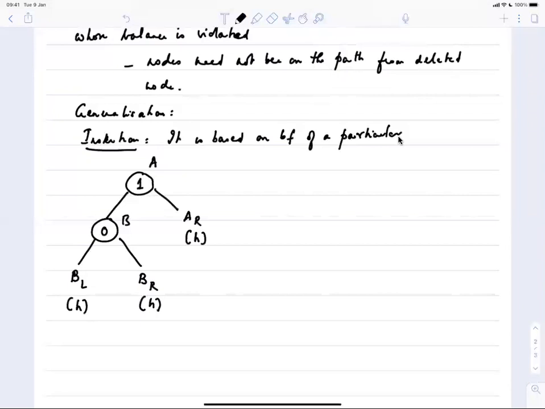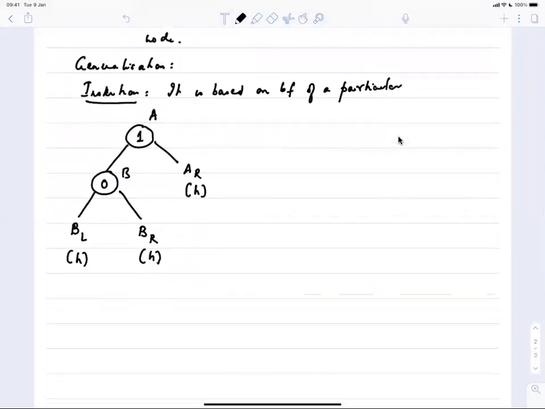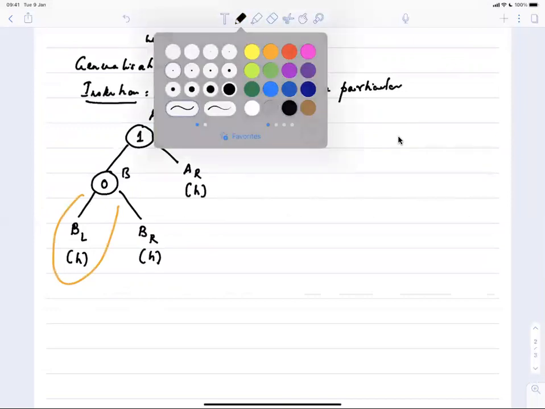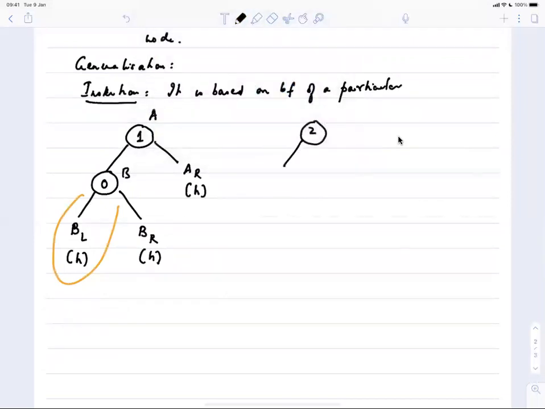Now, let's say during insertion, we insert in this part. Okay. And what is happening is 0 here, not 0 anymore.